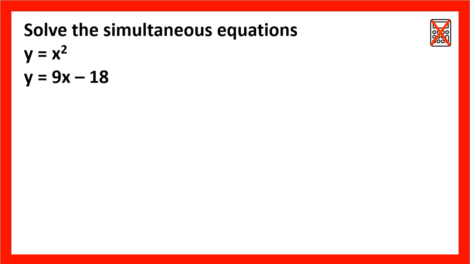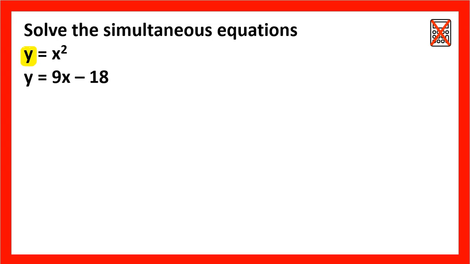Solve the simultaneous equations. They've told us that y is equal to x squared and y is equal to 9x minus 18. Notice how you have an x squared term. This means that it's not a linear equation, it's actually a quadratic equation. If it's not linear, we won't be able to use the method in previous videos of elimination, where we make the coefficients of the variable the same and add or subtract using different signs add or same sign subtract. Instead, we'll have to use substitution.